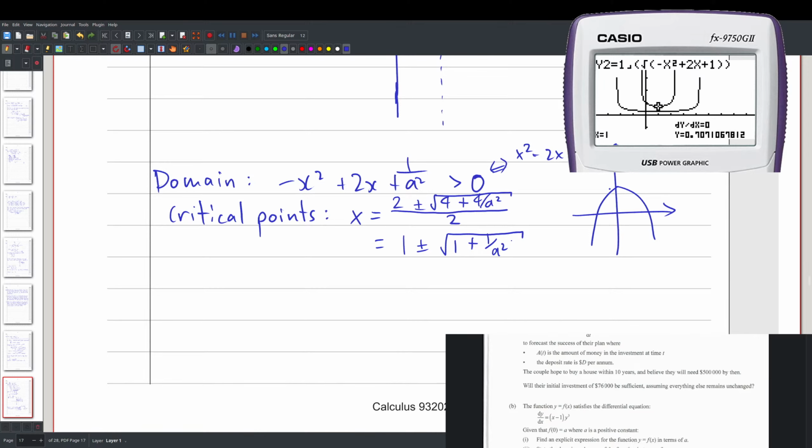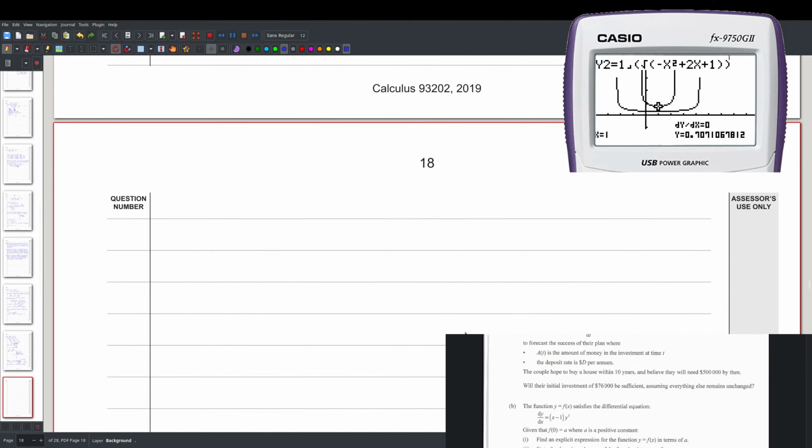It does seem kind of right, yeah. So the domain is 1 minus that, less than x, less than 1 plus that, basically. Probably, I don't know. And then, okay, so we do question 3, part 3, 4b, part 3.